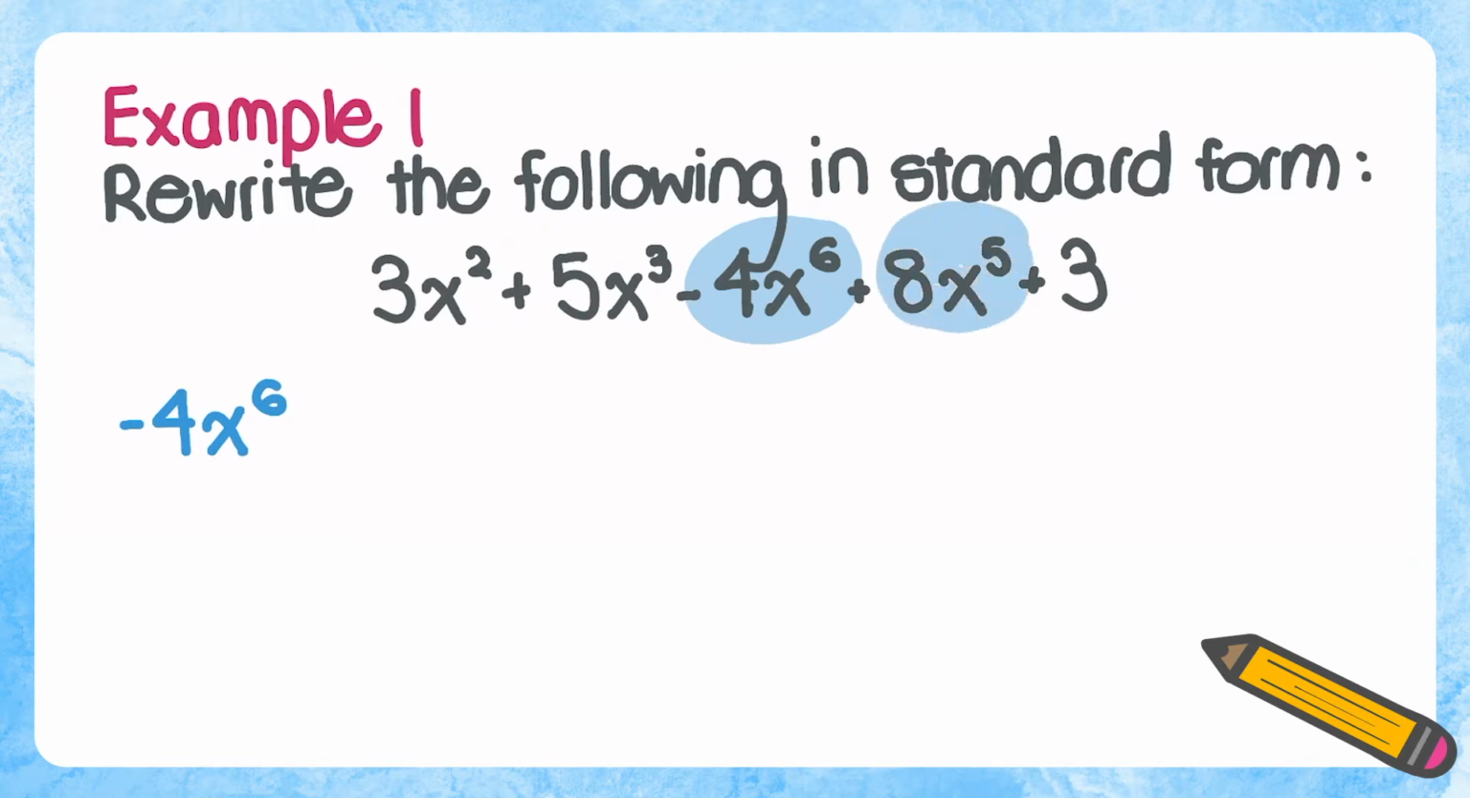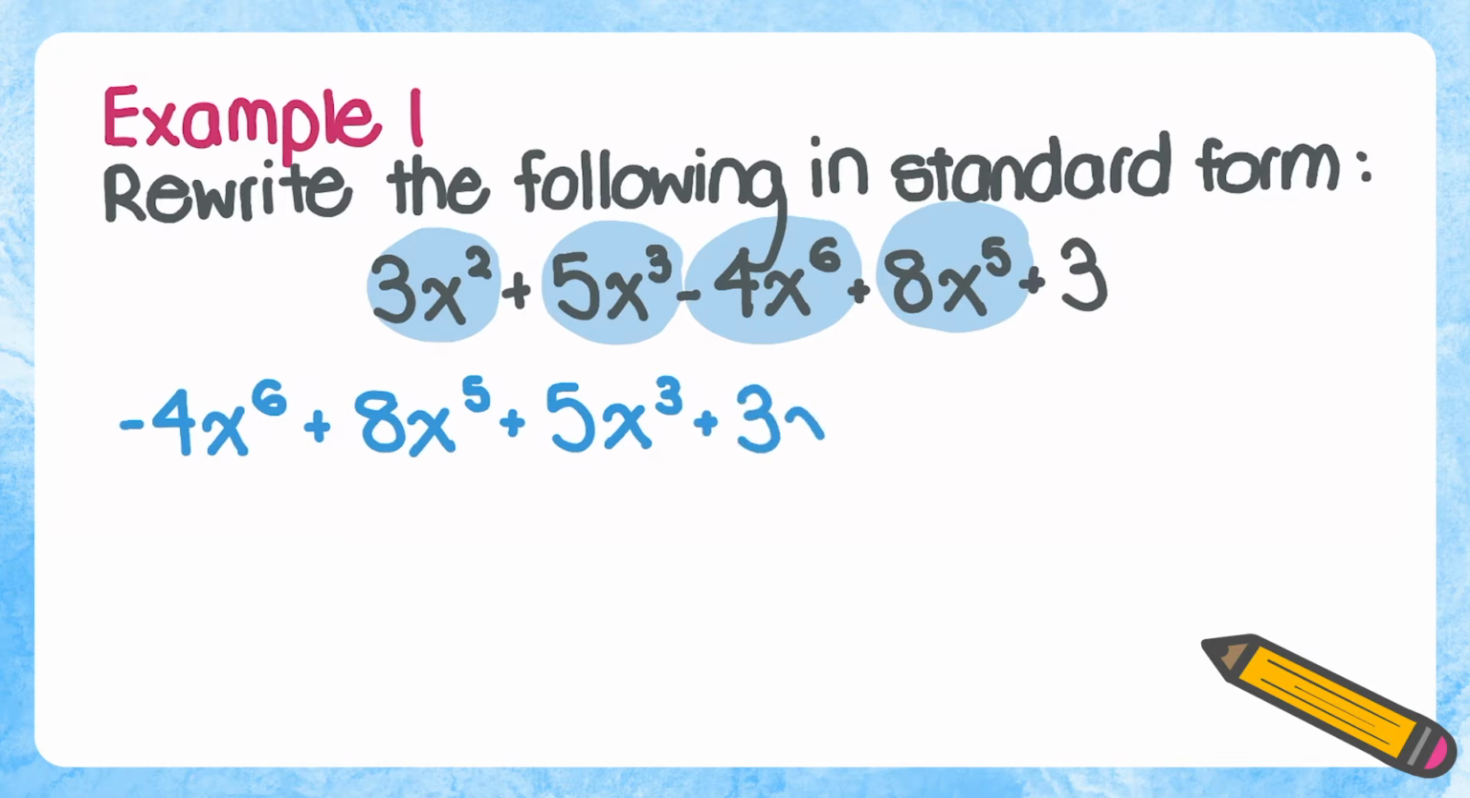I notice that 8x to the power of 5 would come up next, since we're going from the highest to lowest degree. And then this 5x cubed, and then plus 3x squared. Remember, we're going from highest degree to lowest degree. And lastly, we have the constant term, plus 3. So it's still the same thing. We just rewrote this polynomial expression into standard form.